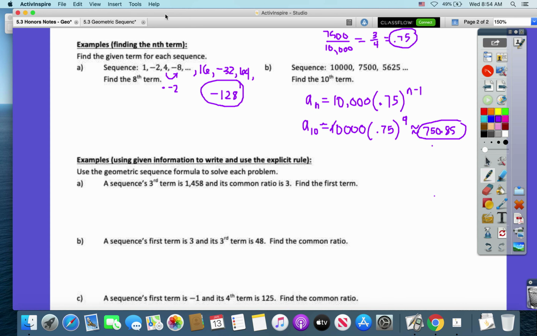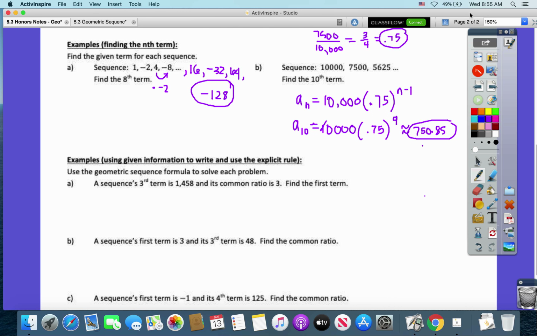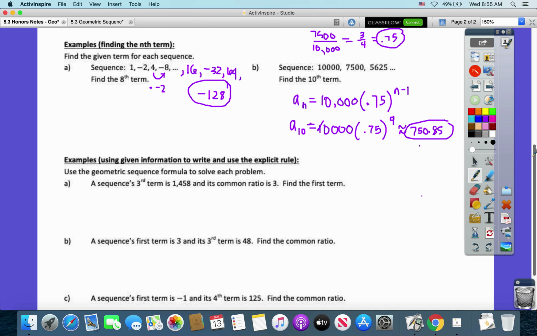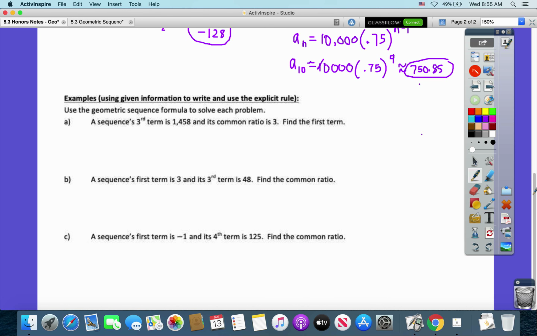Okay, and then that leaves us with just a few more examples. So everyone we've looked at so far was easy to tell the common ratio. This time it's given to us, but what we don't have is the first term. So a sequence's third term is 1,458. The common ratio is 3. We need to find the first term.